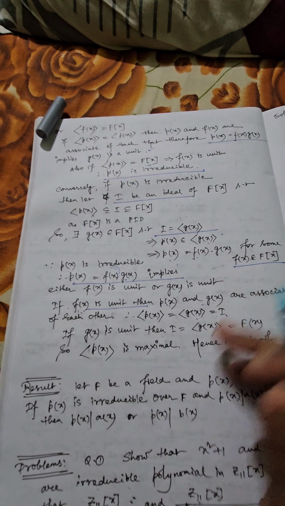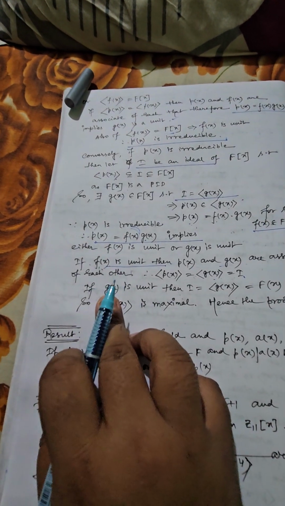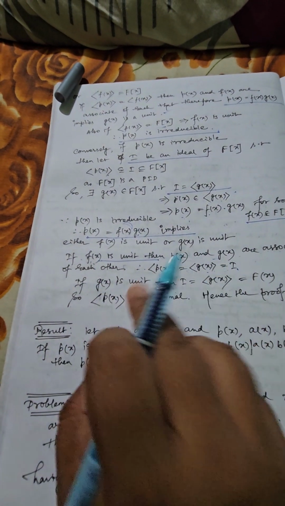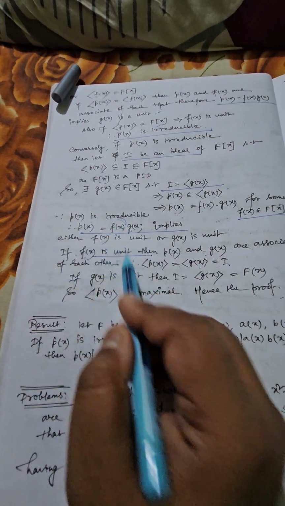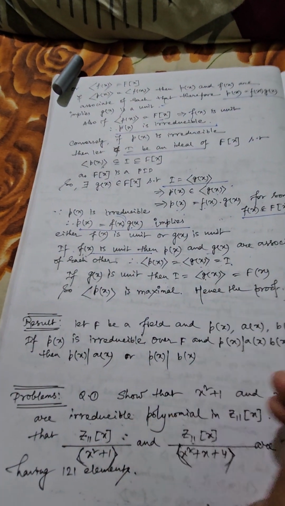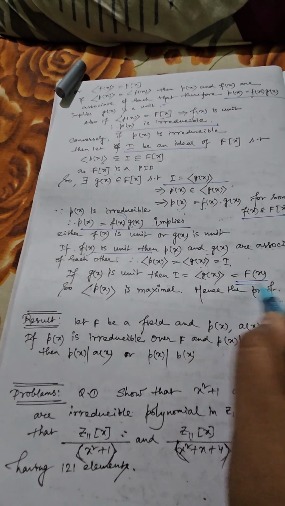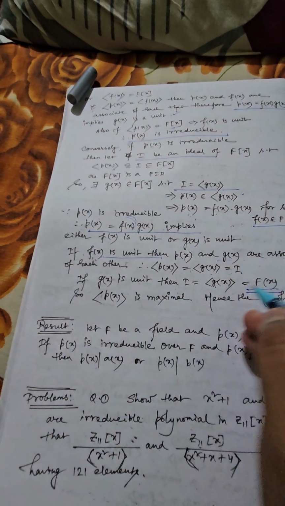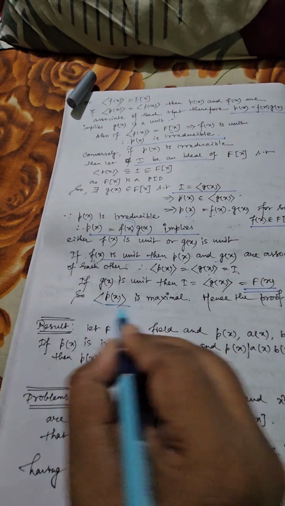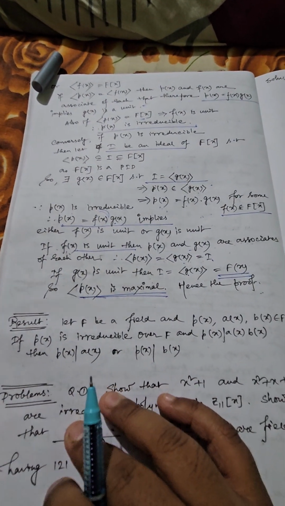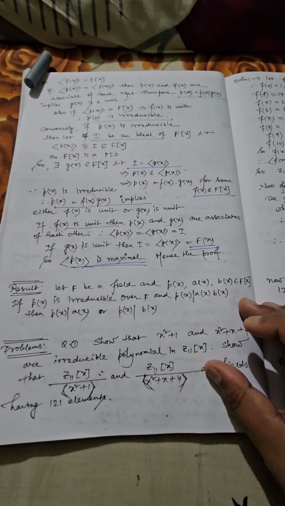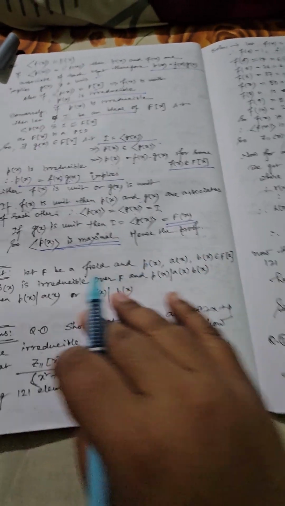In a similar manner, if g(x) is a unit, then the ideal I is equal to the ideal generated by g(x), which must be equal to F[x]. So that means the ideal generated by P(x) is supposed to be a maximal ideal. This is one of the very important criteria by means of which we can easily solve different problems.